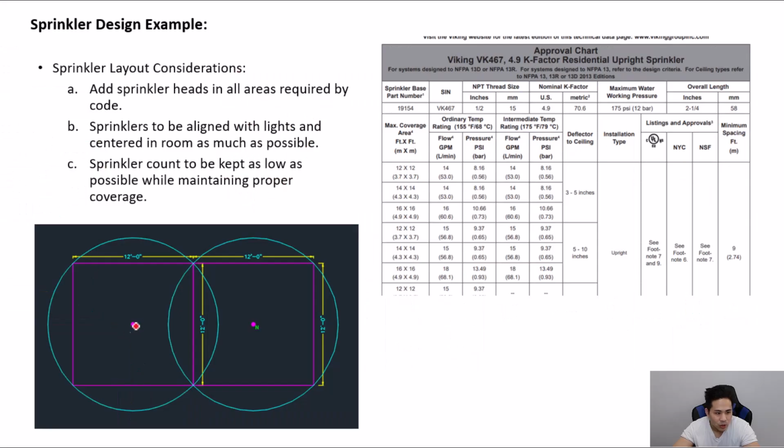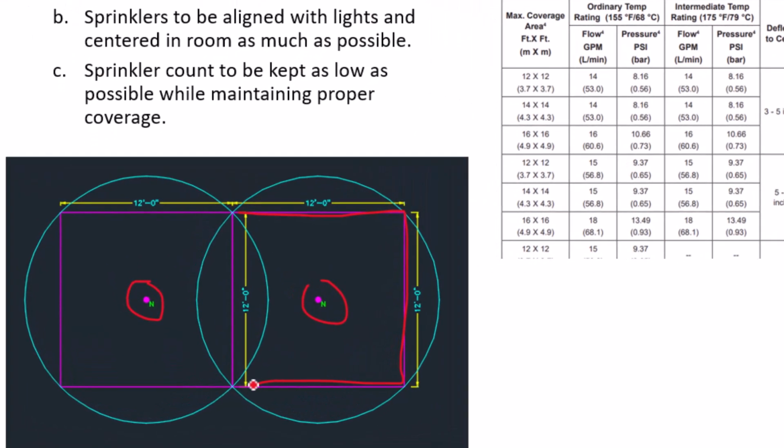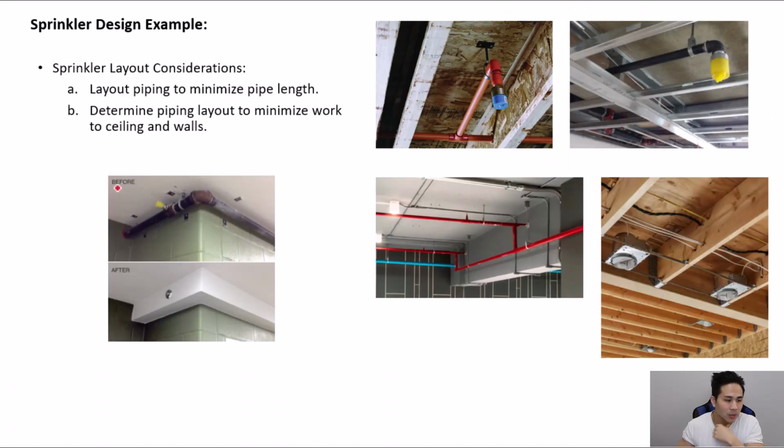So when laying out the sprinkler heads on the plans, you would create these rectangles based on the throw of that sprinkler head in order to help lay out the heads in a way so that you are getting the proper coverage. Now we'll talk about some design considerations when laying out the sprinkler piping. So you want to lay out piping to minimize the pipe length, again to make the installation easier and to keep the construction cost lower.